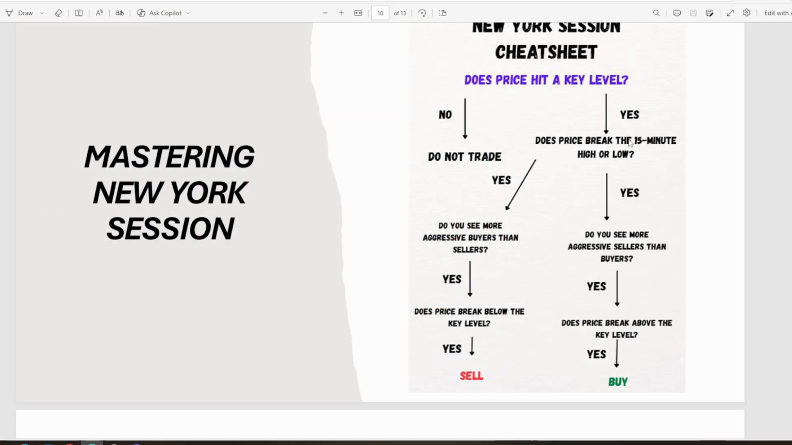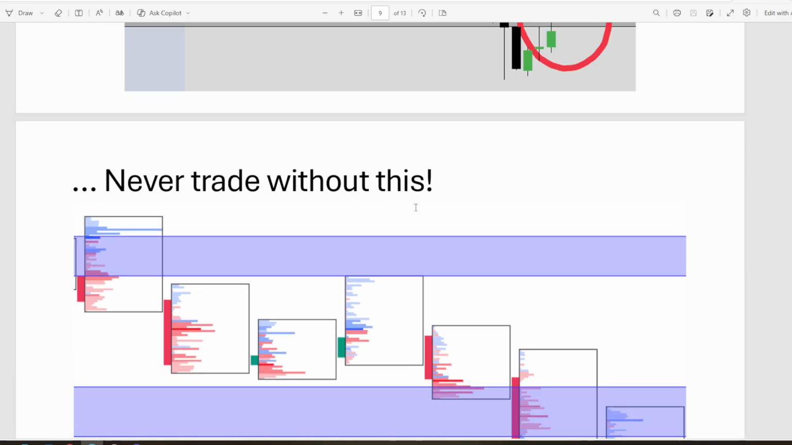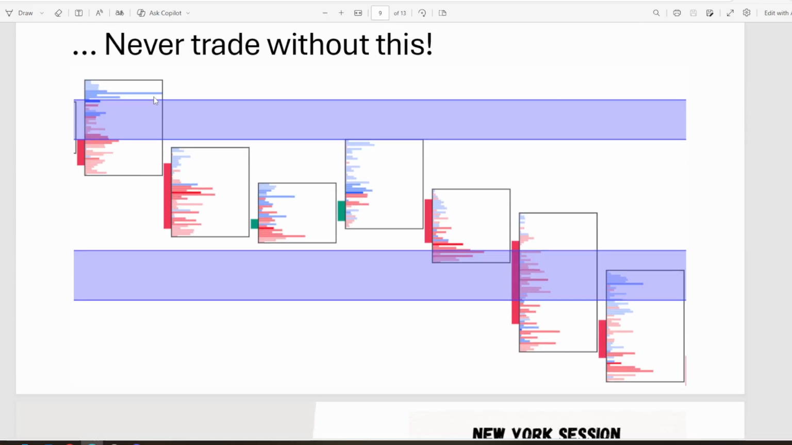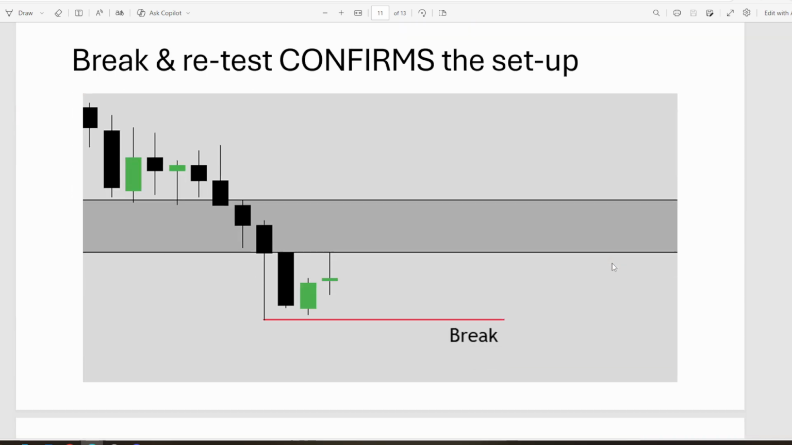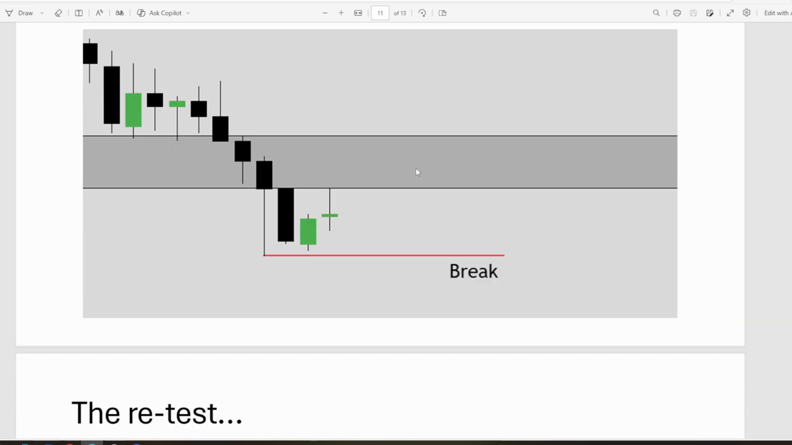Yes. Does price break a 15-minute low? Yes. Do you see more aggressive buyers and sellers? Yes. Does price break below the level? Yes. Short, right? So that's what you're seeing over here. So you're seeing tag into a key level, break below the 15-minute range, aggressive buyers failed, go short, right? That's essentially how the break and retest works, right?